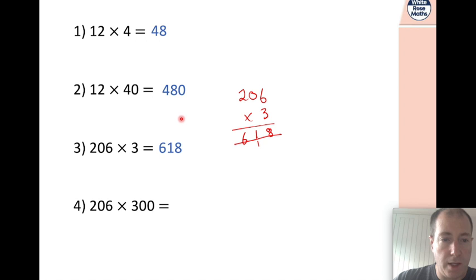206 times 3 is 618, how much bigger is the 300 compared to the 3? Well, it's actually 100 times bigger. So therefore, the answer has to be 100 times larger. So it's going to be 61,800, because what we would do here is we would be adding an additional 2 zeros onto the answer like that.